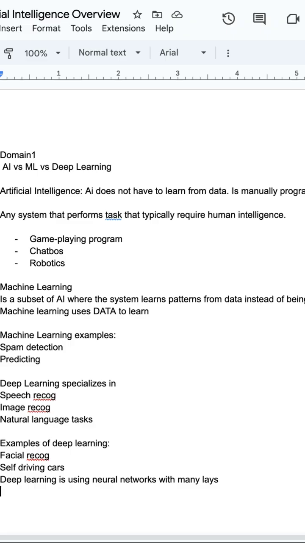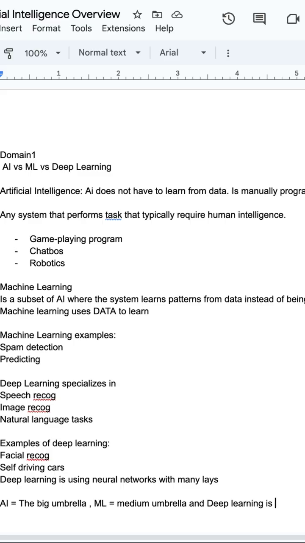So let's put it all together in an exam-ready way. You can think of it like this: AI equals the big umbrella, machine learning is the medium umbrella, and deep learning uses much more complicated neural networks to find out what you're after.